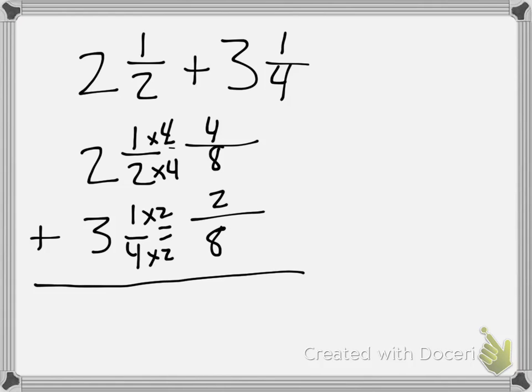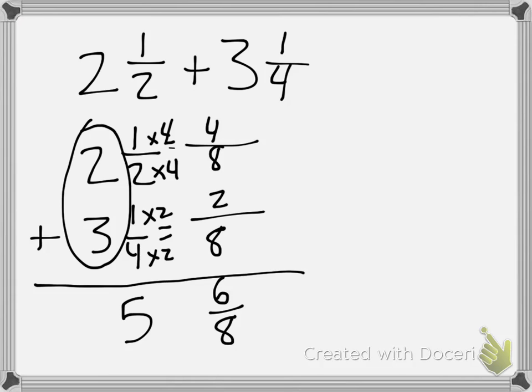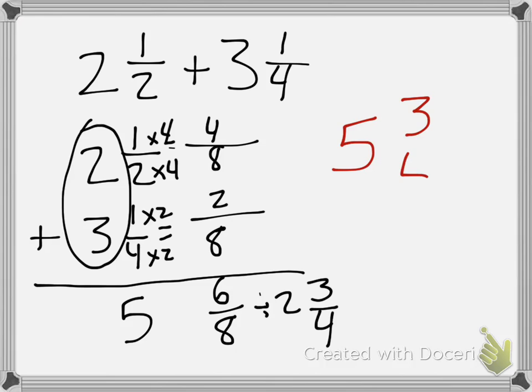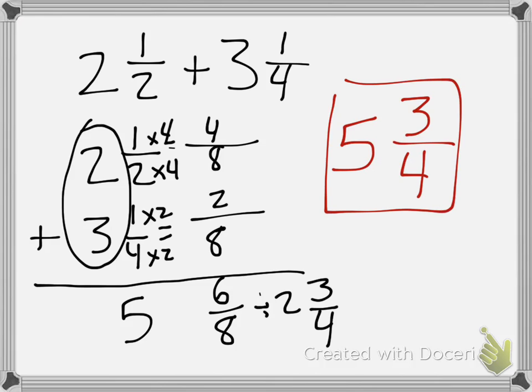I'm going to add those up, and I'm going to get 6/8. I now need to add the whole numbers. 3 plus 2 is 5. That's the only thing that's different from adding mixed numbers and adding fractions. So I've got my answer, 5 and 6/8, but I notice that 6/8 can simplify. I can divide both of those by 2, and I'm going to get 3/4. So my final answer is 5 3/4.